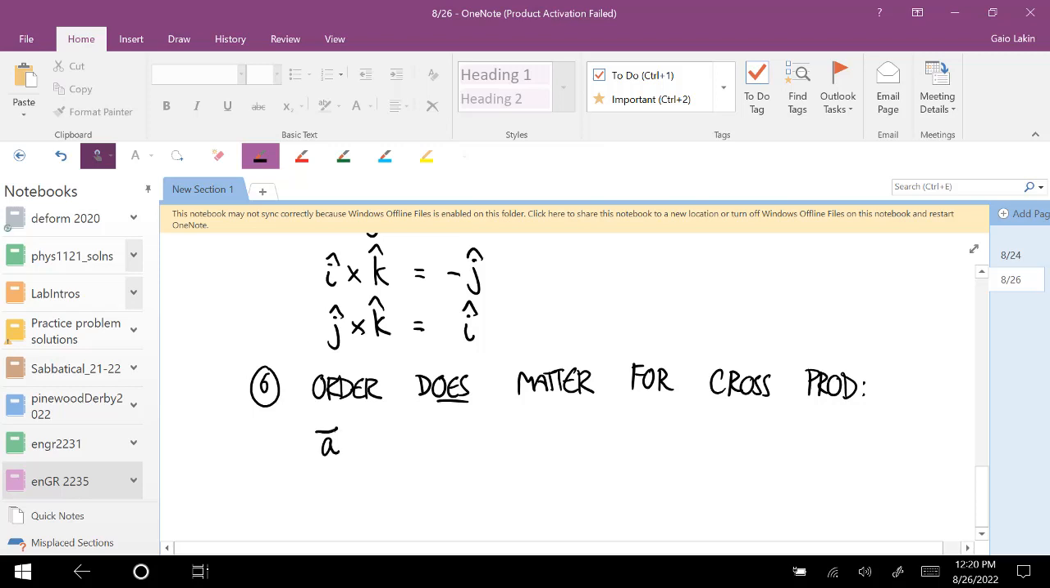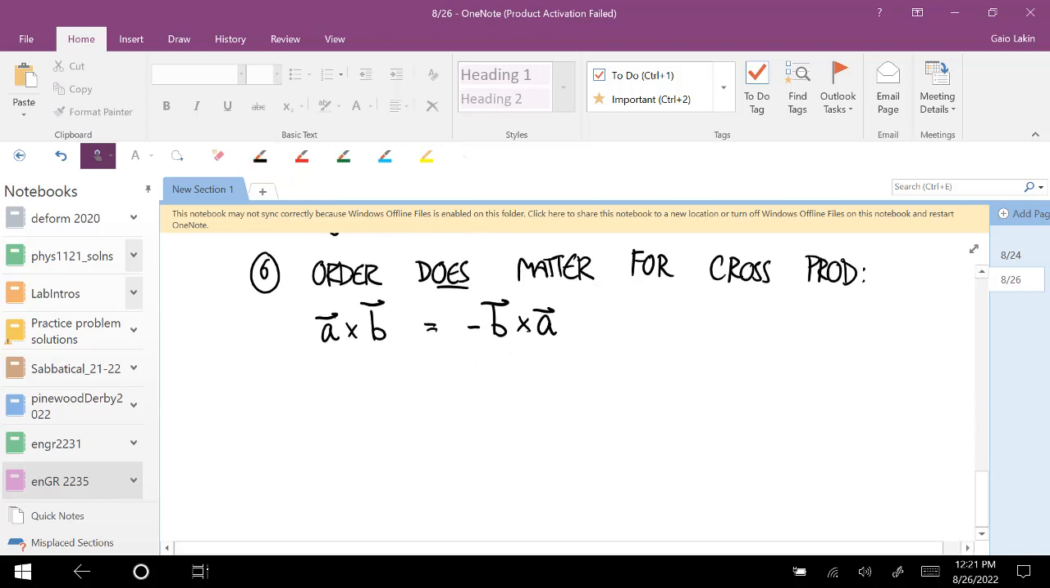If you take a vector A cross B, that's equal to the negative of B cross A. So any definitions I give you with cross products in them, and we're going to see a lot of cross product, you can't change the order of these things. Any questions about that?